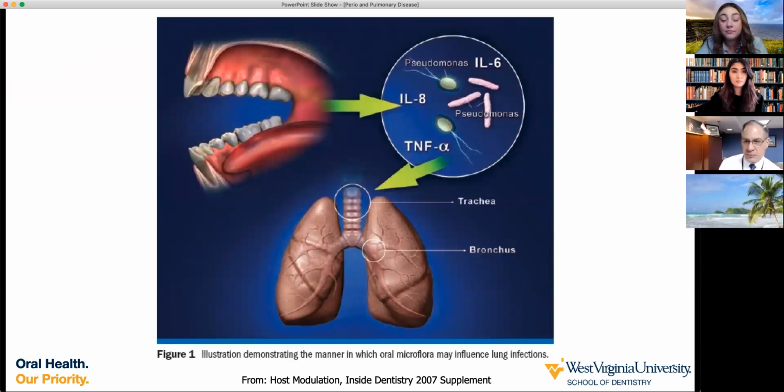So even though this is from 2007, which seems like ancient history for some of us on the call, this is a really nice diagram describing exactly what I just talked about on the previous slide, where you have bacteria and inflammatory mediators that can enter into the lungs and have those effects that we mentioned a moment ago.